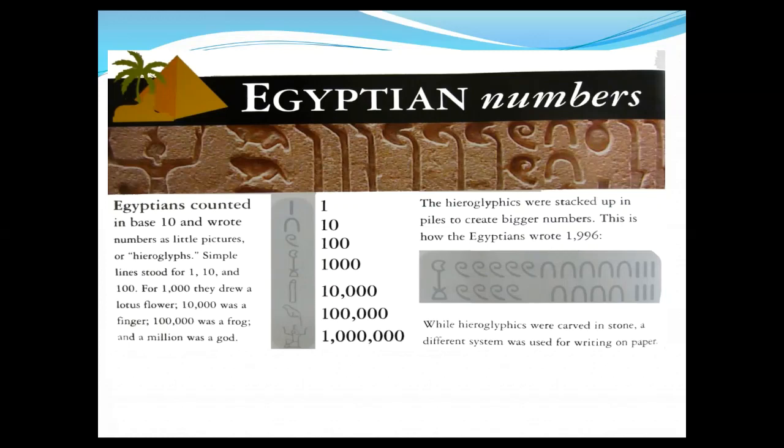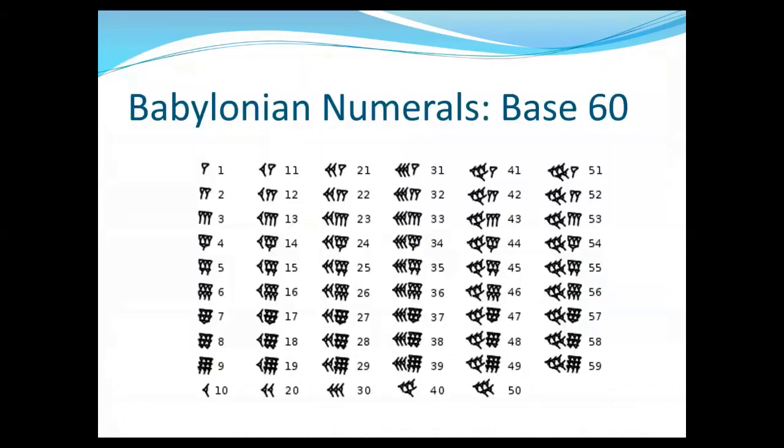How many thousands do we have? We have 1, so we have one symbol for 1,000. For the hundreds, how many do we have? We have 9, so we have 9 symbols for 100. For the tens, how many? We have 9, so we have 9 here. And for the ones, how many? 6, so we have 6. So this is the representation of 1,996 in ancient Egypt. And this is the complete list of the Babylonian numerical numbers.